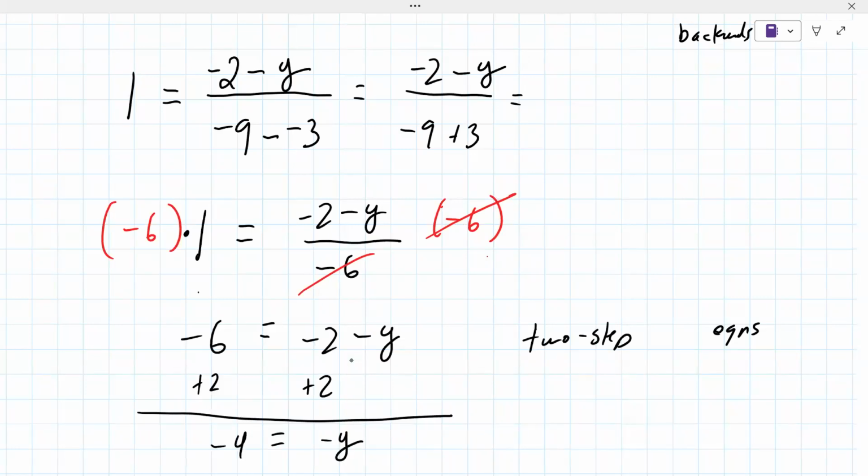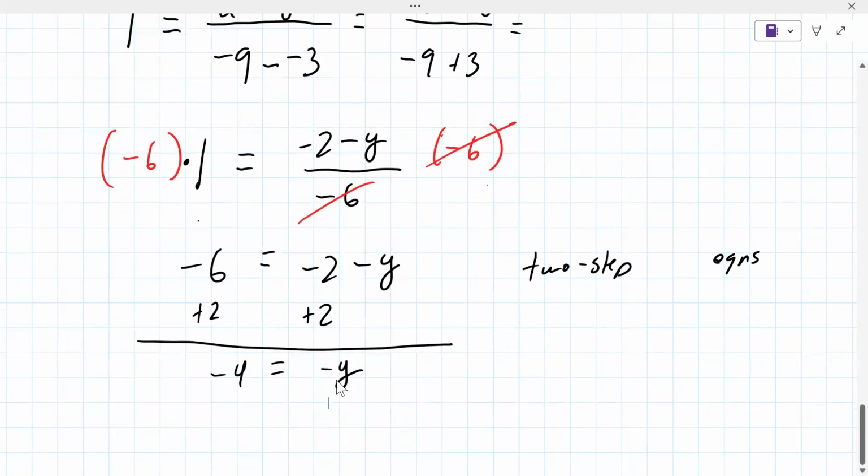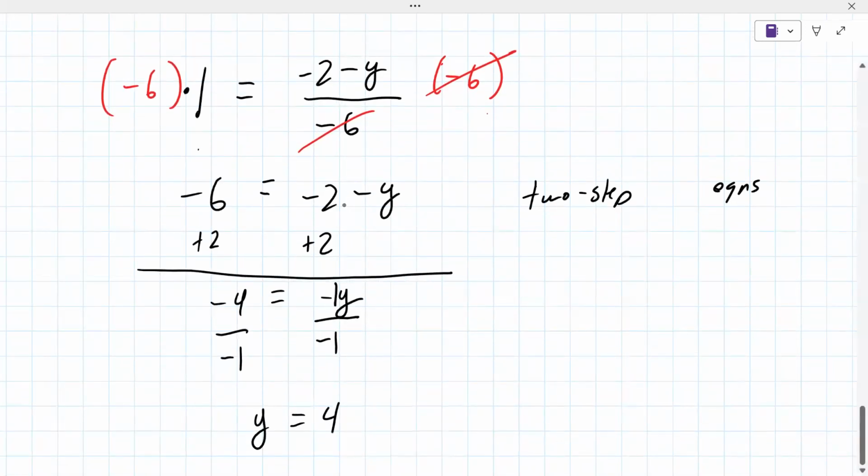Have we solved it? How do you undo this negative in front? So you remember, it's really a -1 times y. So you undo that with division. Oh, okay. All right, so y equals 4, like that. Does that make sense?